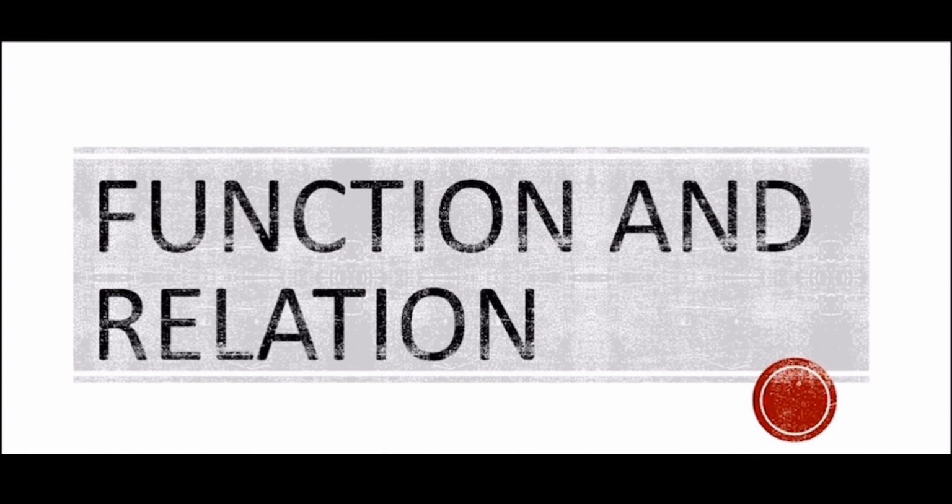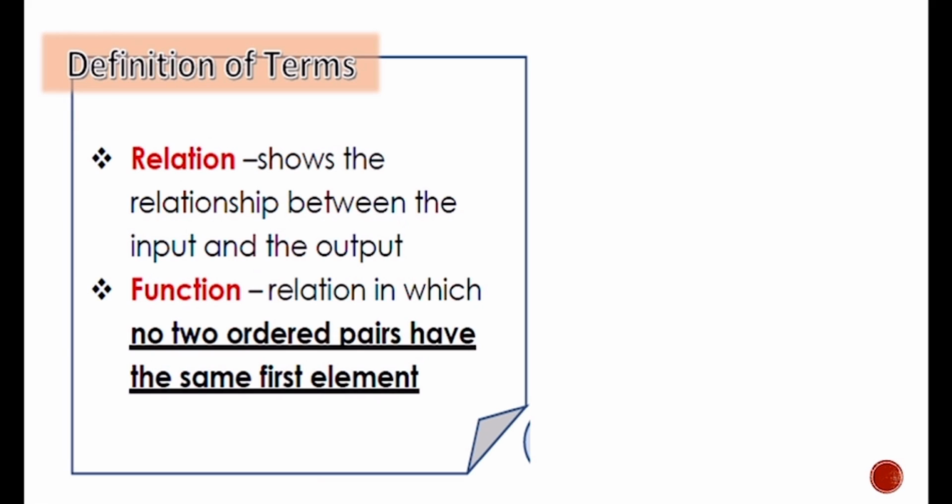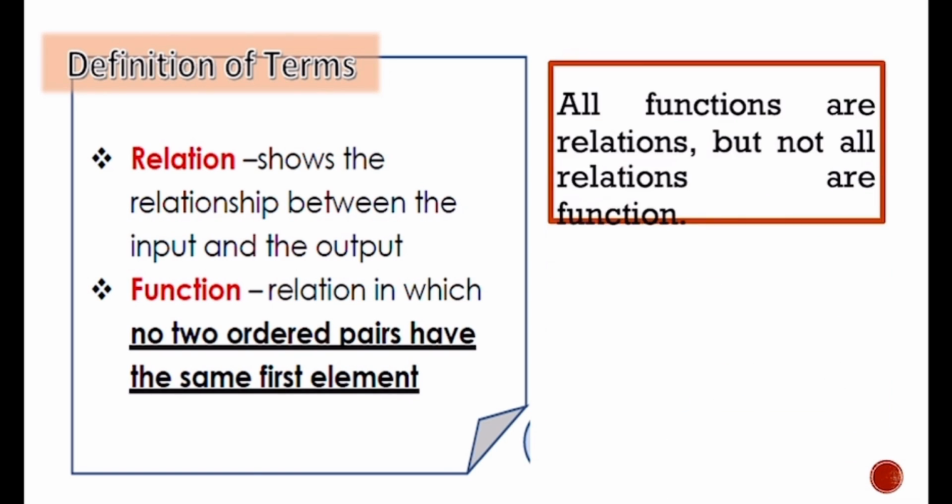Again, our lesson for today is all about function and relation. So before that, let's identify first the definition of terms that we need to remember. The relation shows the relationship between the input and the output, while the function is a relation in which no two ordered pairs have the same first element. Meaning to say, all functions are relations, but not all relations are functions.